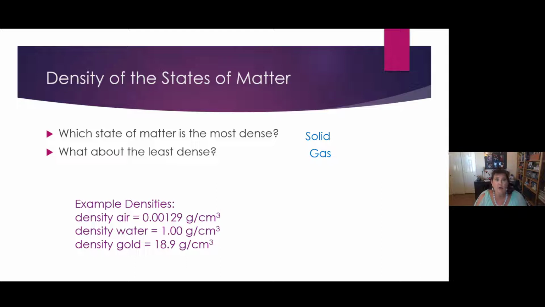Look at these example densities. Air, 0.00129 grams per cubic centimeter. That's a little number, not dense. Water, 1 gram per centimeter cubed. Yeah, it's around 1. Liquids are around 1. The density of gold, a metal, 18.9 grams per cubic centimeter. Yeah, that's bigger than the water, and water and gold are both way bigger than the gas, air. Good job.